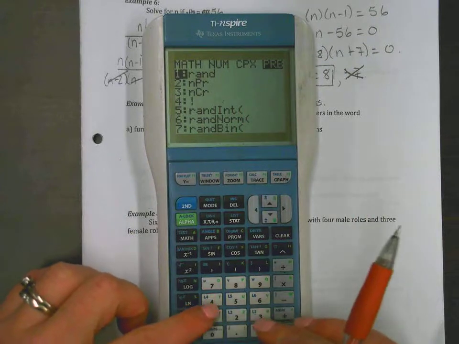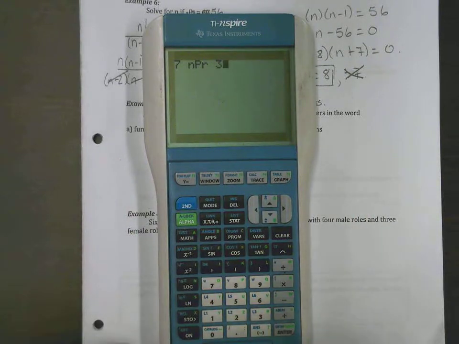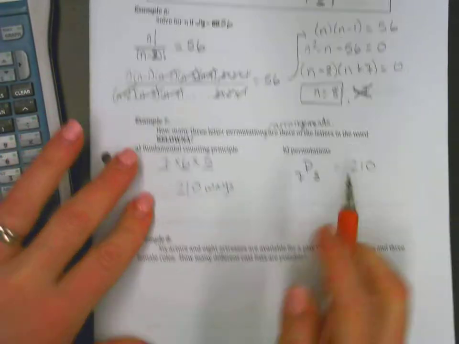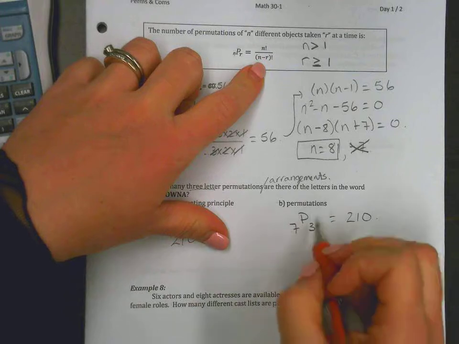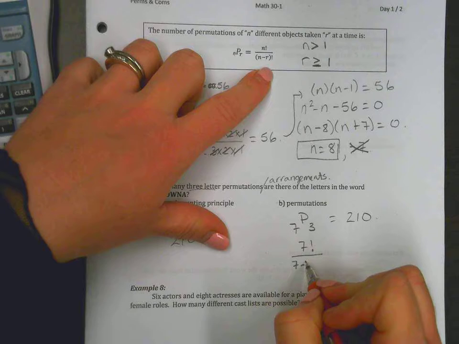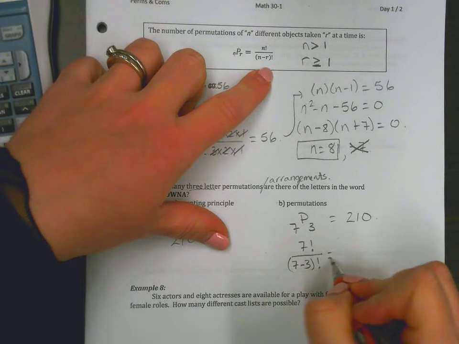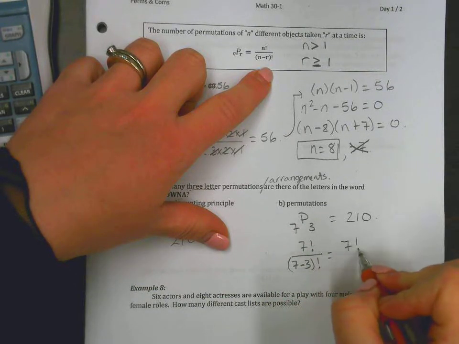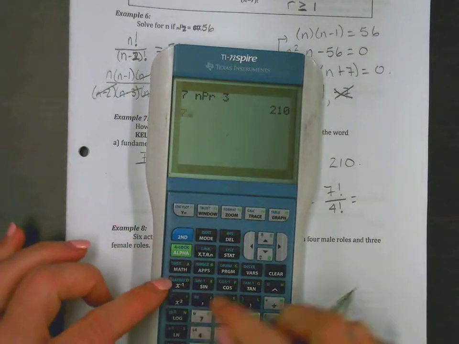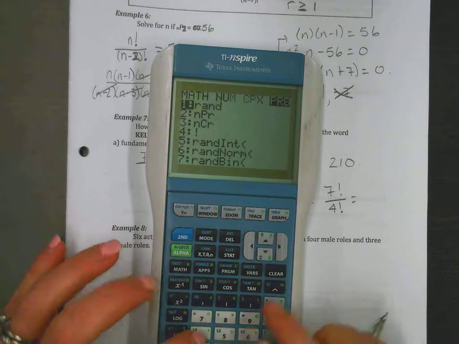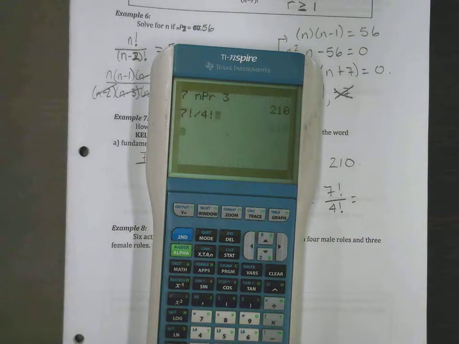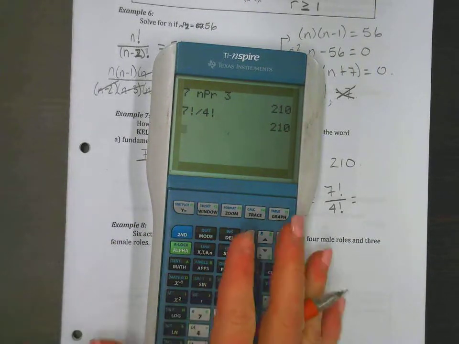Or you could go to your actual formula for permutations, which is n factorial divided by n minus r factorial. So I'd go 7 factorial divided by 7 minus 3 factorial. So 7 factorial divided by 4 factorial would be another option. So I'd go 7, math, factorial, divided by 4, math, PRB, number 4 for factorial. Again, I get the same answer. So really 3 different ways you could solve this question, all giving you the same answer.